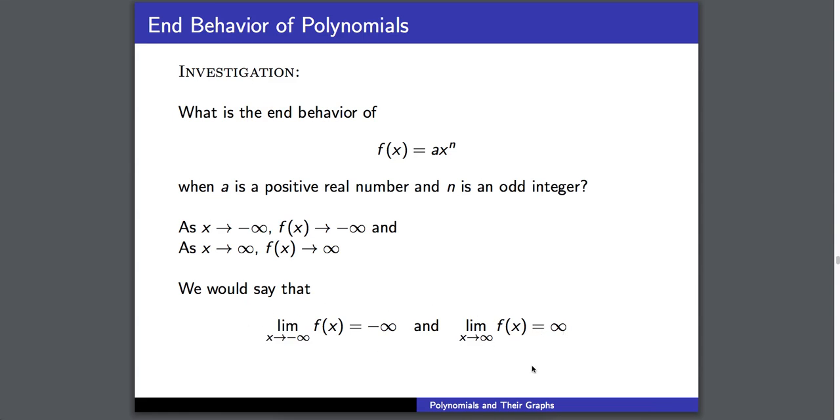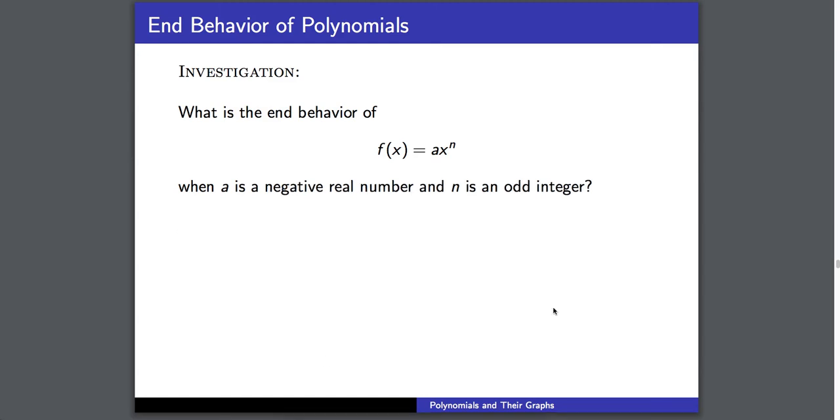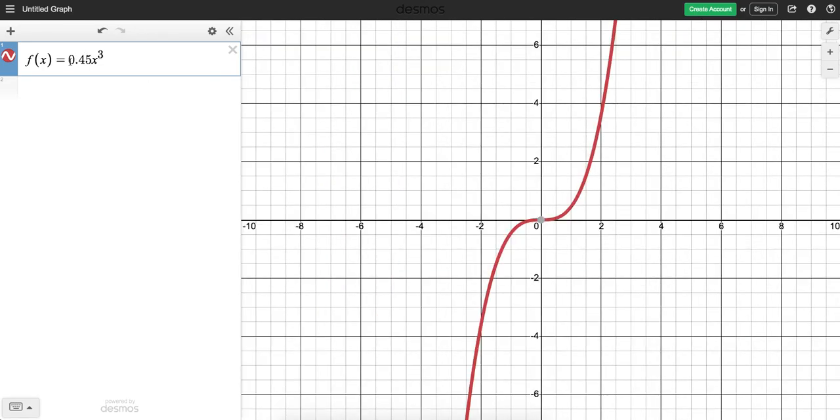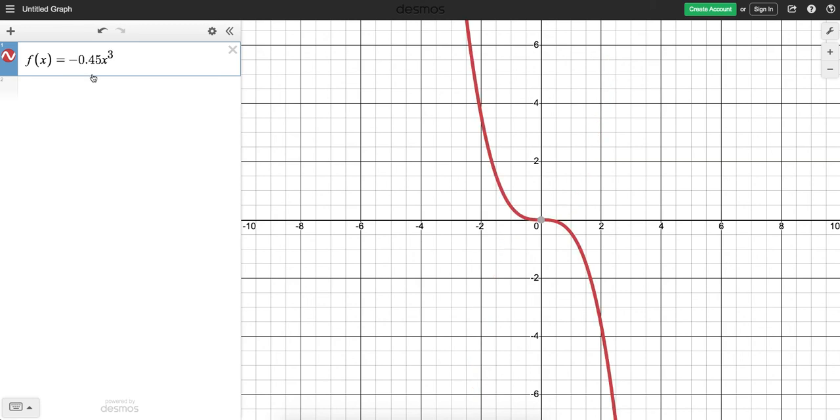I just want to get you used to seeing this notation because you will see it later in future math courses. All right, let's take a look at the end behavior where a is a negative real number and n is an odd integer. Let me go back home here. Now let's make this a negative number. If you recall from transforming functions, that reflects the graph over the x-axis. So now as x approaches negative infinity, our y values are going up to positive infinity. And as x approaches infinity, our y values are approaching negative infinity. They're going down forever.